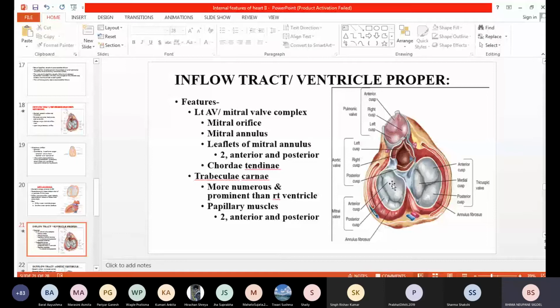So same thing will be here till now, right? The mitral valve complex comprises the mitral orifice, or the left atrioventricular orifice, and the leaflets or cusps of the mitral annulus, that is anterior and posterior, and the chordae tendineae.